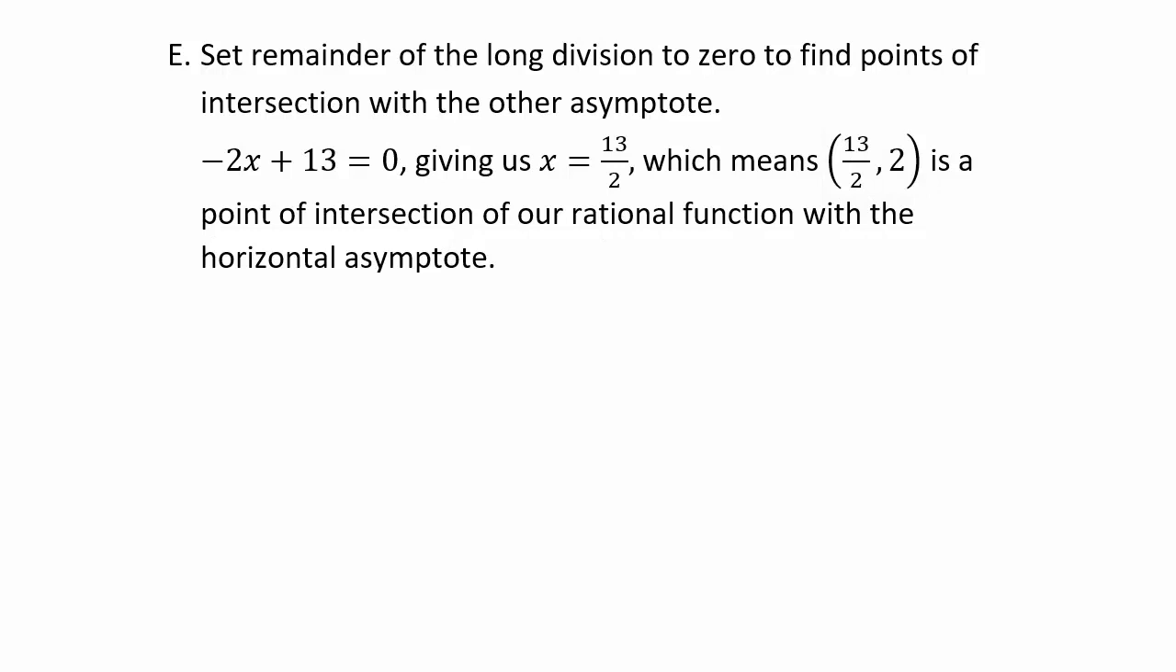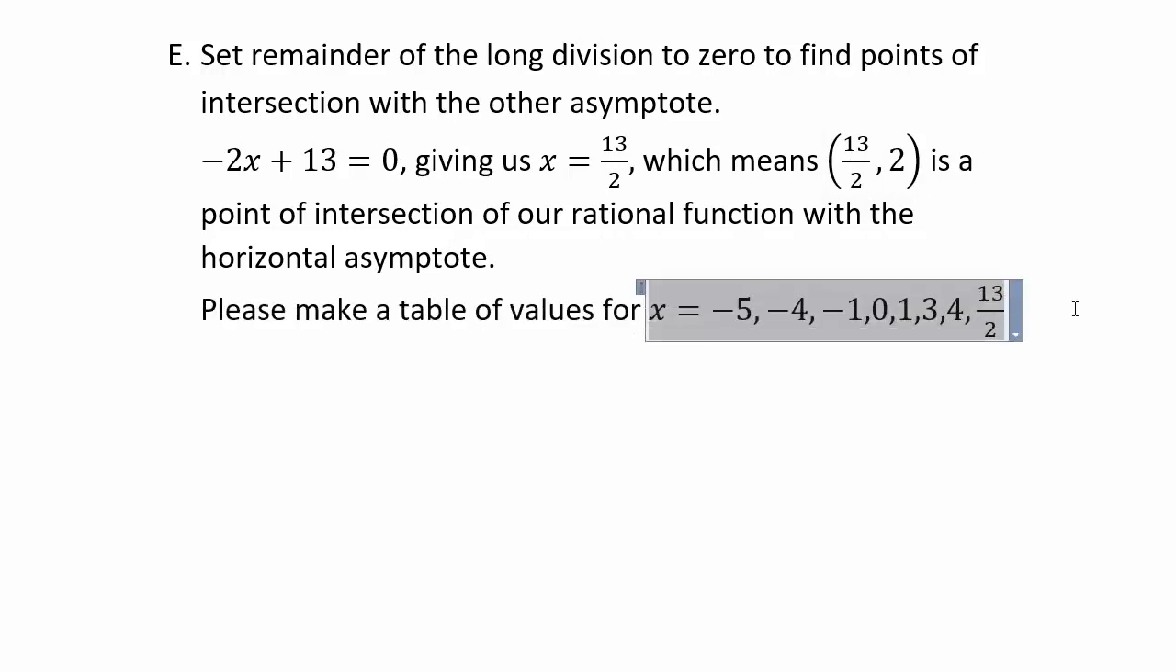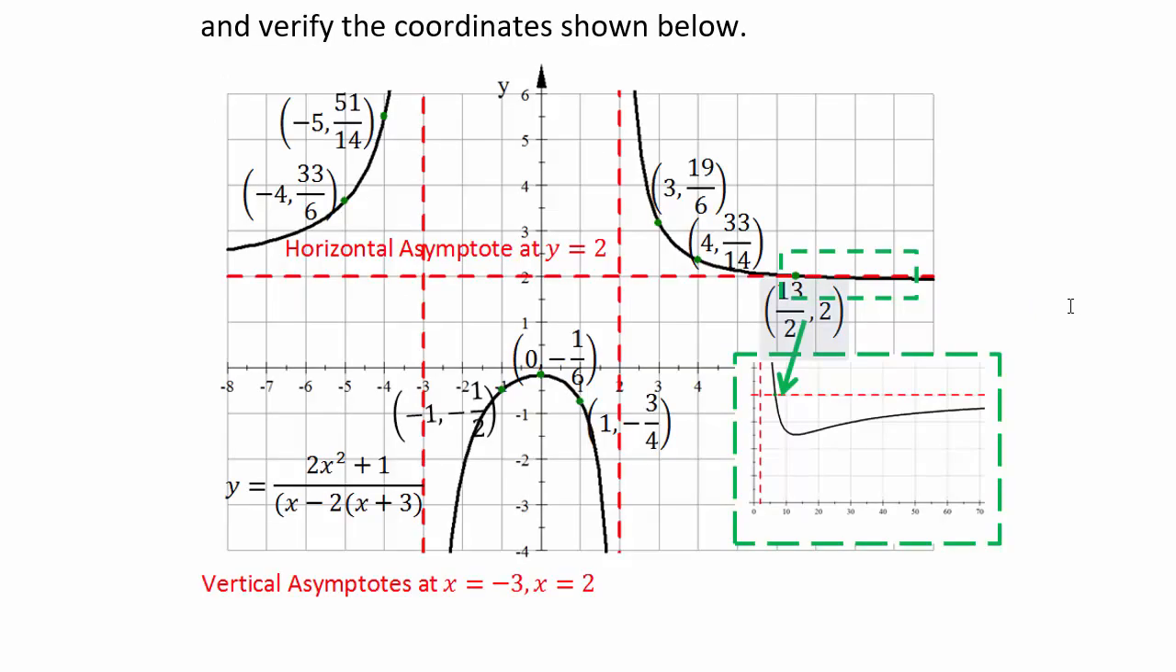So you go ahead and make a table for these values of x coordinates. Then our graph will look like this. You can see here is the point where it intersects. I've blown it up a little just so you can see what is happening there.